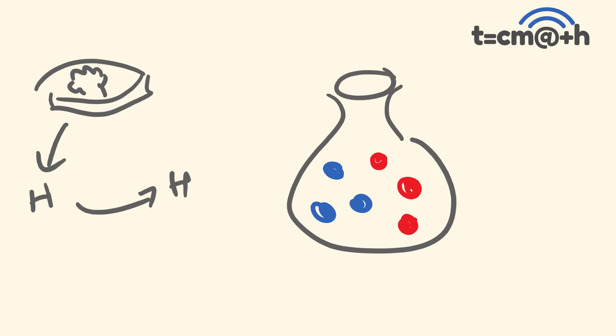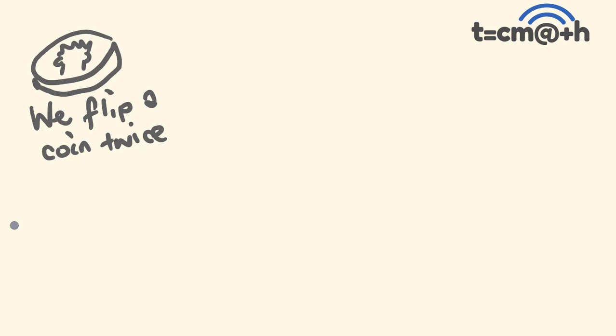Anyway, I'm just going to look at a few examples. Okay, for the first example, we're going to be considering flipping a coin twice and having a bit of a look at how we might work out various probabilities of outcomes that might occur.